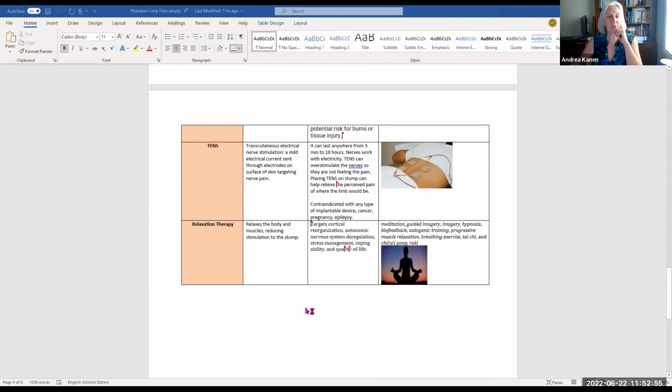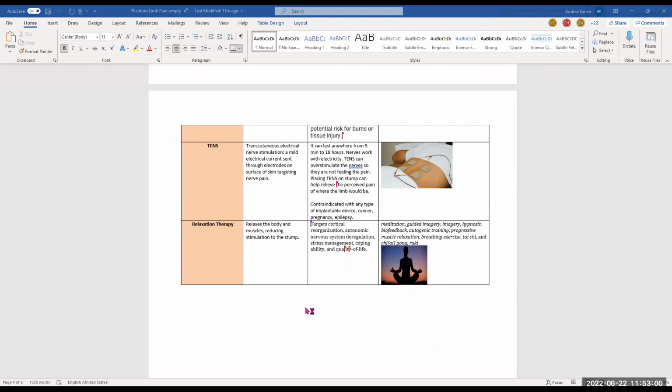All right, do TENS. So the transcutaneous electrical nerve stimulation, they essentially place electrodes near the affected area and it sends an electrical current through your body. And our nerves communicate with electricity. So it helps destimulate the pain, or it can also overstimulate the nerves so that we don't feel that pain. You can place the TENS near the stump or near the phantom limb, and it can relieve some of that perceived pain that they feel. It does have a few contraindications, like you don't want to do it if you have any kind of implantable device, cancer, pregnancy, history of epilepsy.